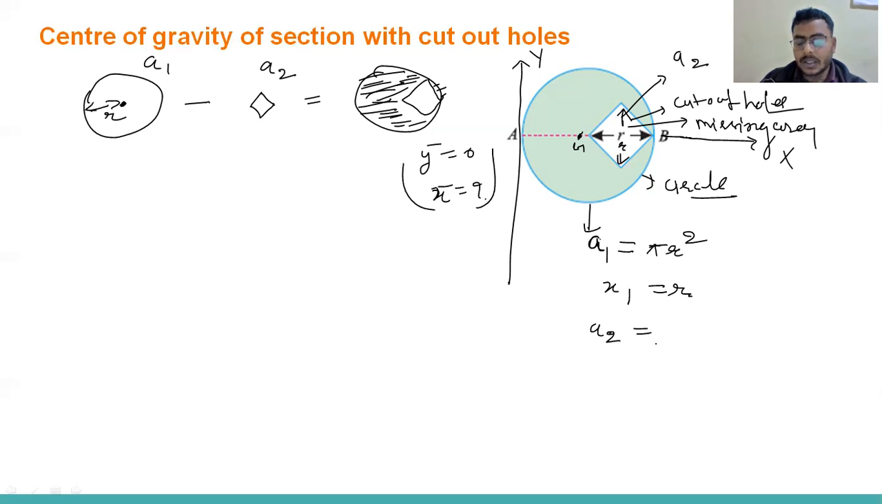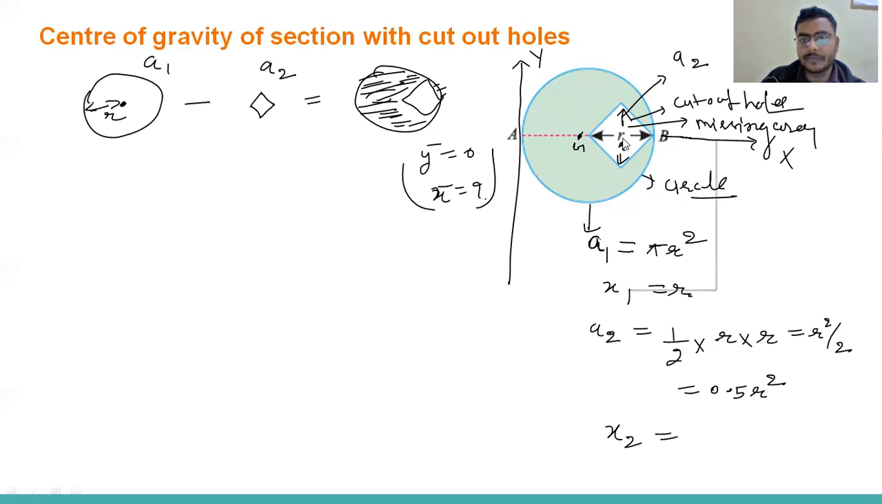So we know the area of the square is half of the multiplication of its diagonals. Half of the multiplication of the diagonals, that is R, and the other diagonal is also R. So we can write R square by 2, that is 0.5 R square. So now we have A2. Now we can calculate x2. What is x2? x2 is the distance of the centroid of the missing area from the y-axis. For the square, the center will be here.